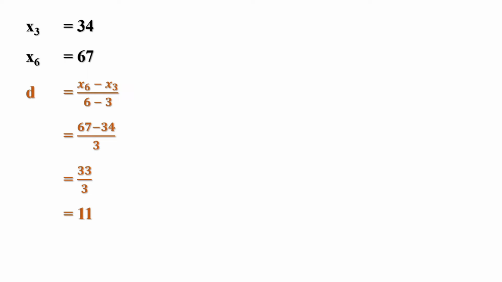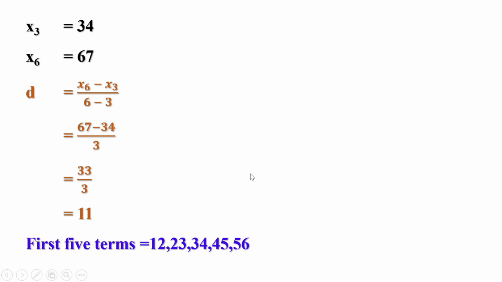Subtracting 11 from 34, we will get 23. That is the second term. Again subtract 11 from 23, we will get 12. That is the first term. So the terms are 12, 23, 34, 45, 56. These are the first 5 terms.